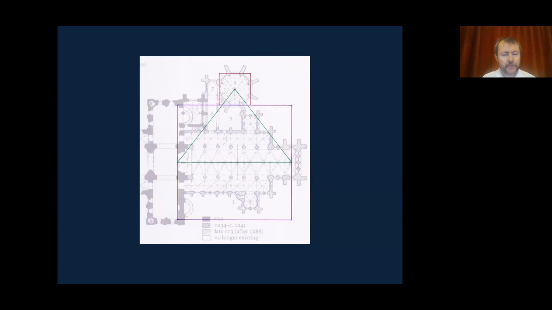Now, again, we have this octagonal chapter house coinciding with the moon square. Now, in this particular instance, the octagon is fitting inside the earth square, because what I showed you with Wells is that the moon square fits inside the octagonal chapter house.